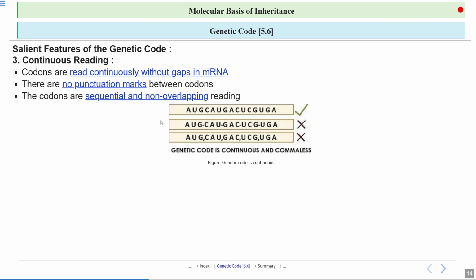There should be no punctuation mark between codons. It can't be like AUG dash CAU. No, it won't work. There would not be any comma or any punctuation mark, and these codons are read sequentially and non-overlapping. I have given you the example.